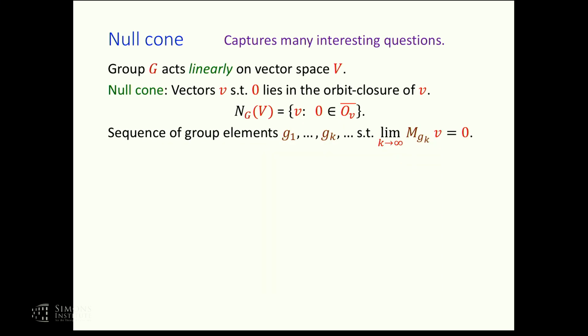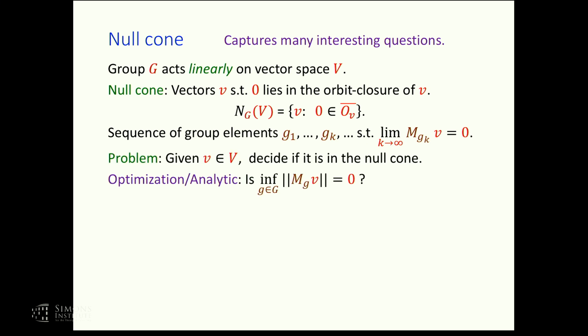Okay, so I want to show you that this captures many natural problems. Again, we have this group action, G acts on V. We have the null cone, right? All the vectors v that the group can take close to 0. And what does closure mean? That there's a sequence of group elements that will push this vector to 0. Okay? So that's what we try to understand, this null cone, and what kind of problems it captures. It looks very particular at this point, but you'll see in a second why not.